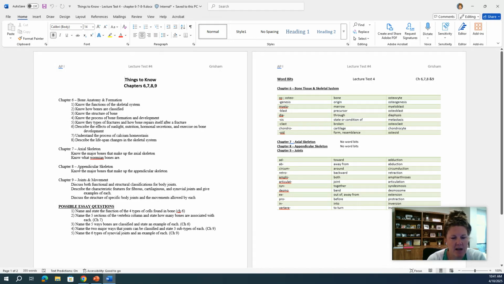Now, chapter 7 and 8, you can see that we just have a couple of objectives for each chapter. And if you are currently taking lab, you're going to find that you are essentially doing chapter 7 and chapter 8 in the lab room. So you're going to be learning the bones of the axial skeleton, and you're going to be learning the bones of the appendicular skeleton. And so that's really what those 2 chapters are over, is just kind of going over those 2 components or those 2 divisions of the skeletal system.